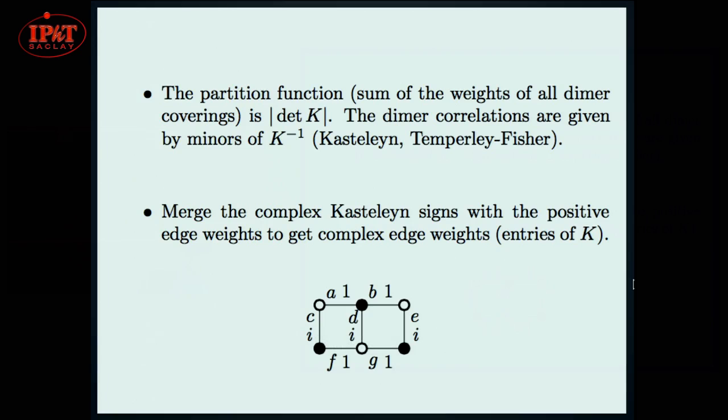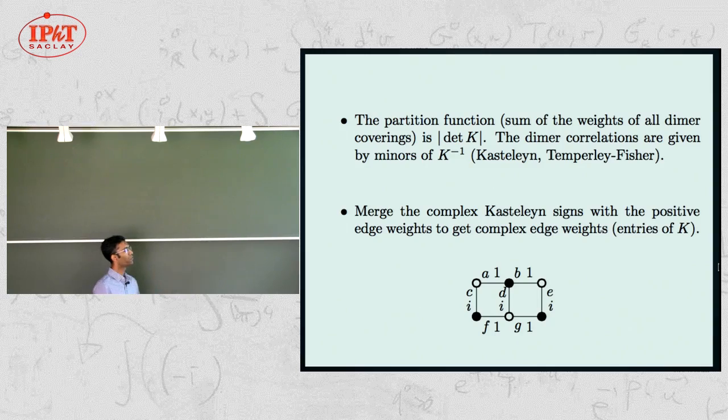So Kasteleyn matrices are not unique. They depend on the choice of the Kasteleyn signing, but whatever choice of Kasteleyn signing you take, you will still get the following result. If you take the absolute value of the determinant of such a matrix, this will give you the partition function of the dimer model, the sum of the weights of all the dimer coverings. And if you want the dimer correlations, these are given by minors of the inverse Kasteleyn matrix. These were results found by Kasteleyn, Temperley, and Fisher back in the 60s.